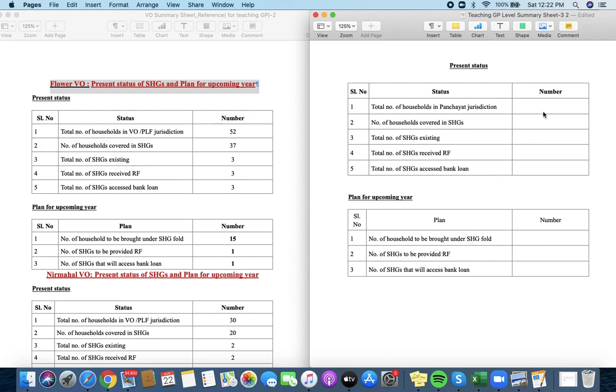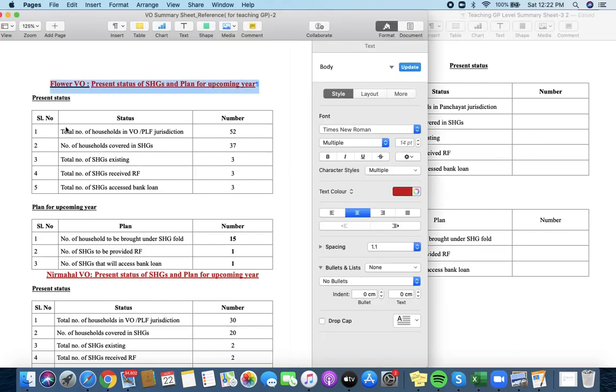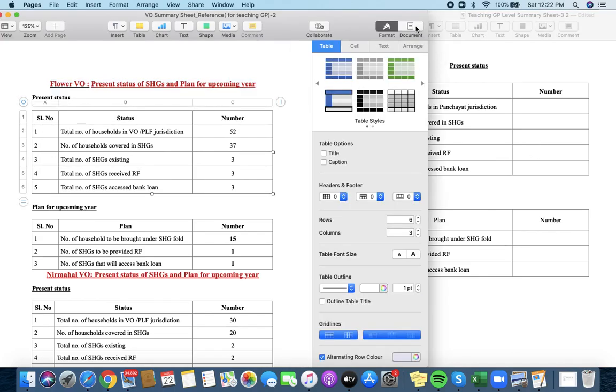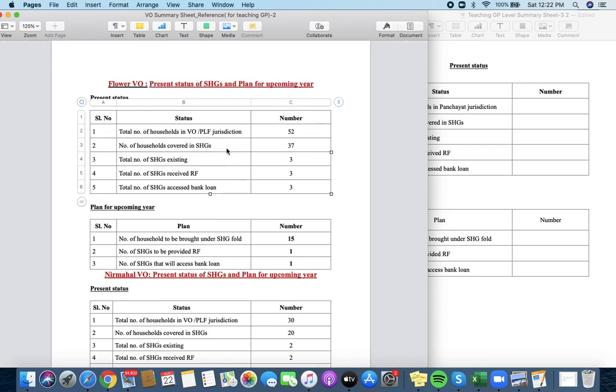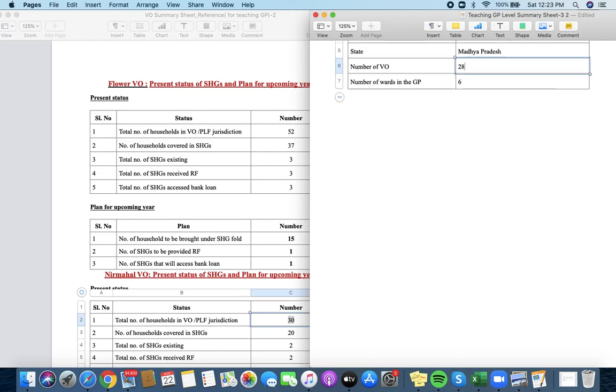So the total number of households in the panchayat jurisdiction will be the total number of households in Flower VO and the total number of households in Nirmahal VO. So it will be 52 plus 30, 82.